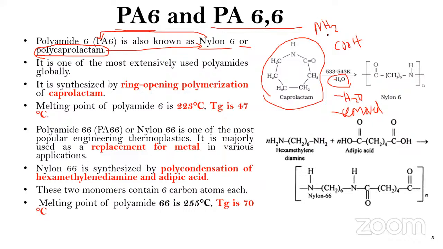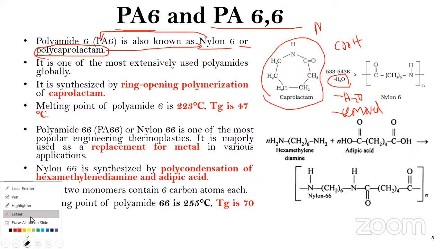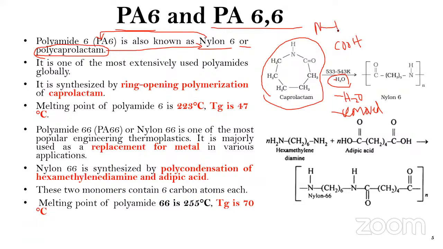So from here, I can write it in this way also. This is one hydrogen and here one hydrogen. So this H2O will be removed in the form of water, and we have NH and C double bond O. This is known as your amide linkage. This whole thing is known as your nylon 6 or polyamide 6, or we can call it polycaprolactam. Is that clear?